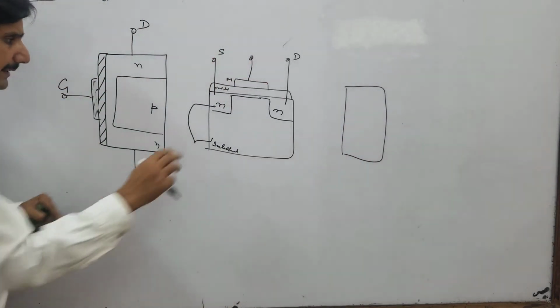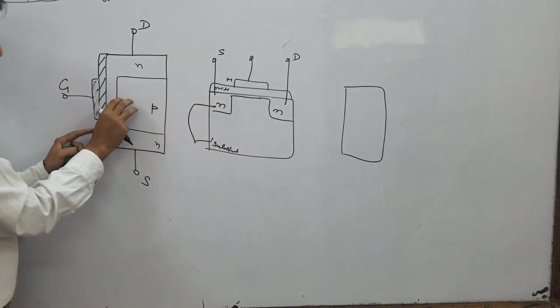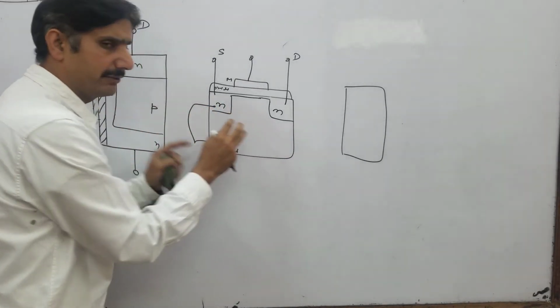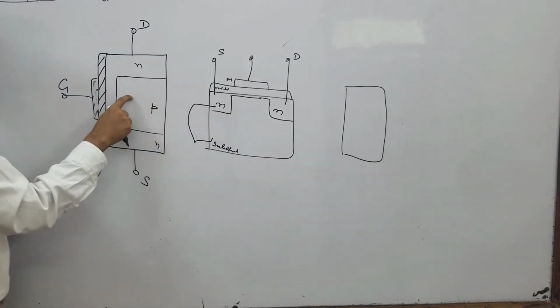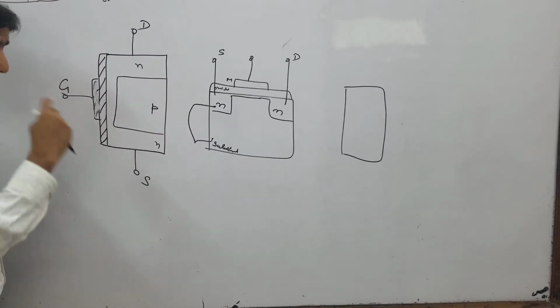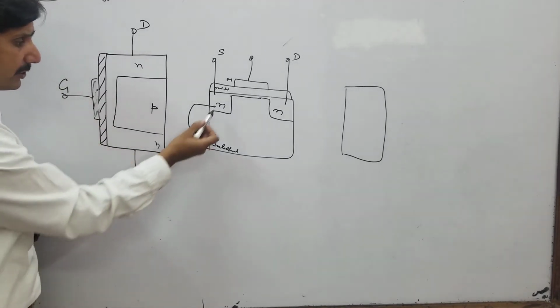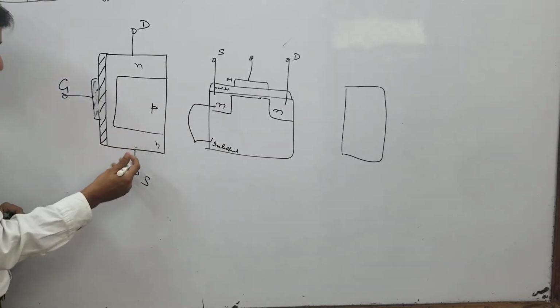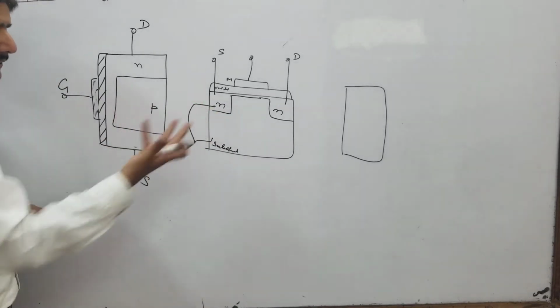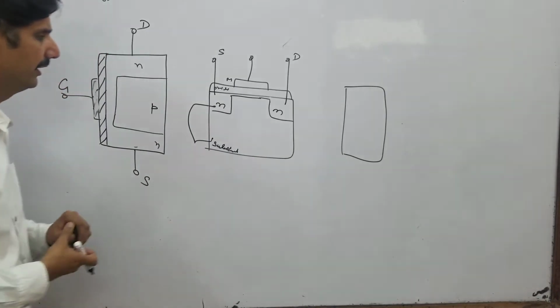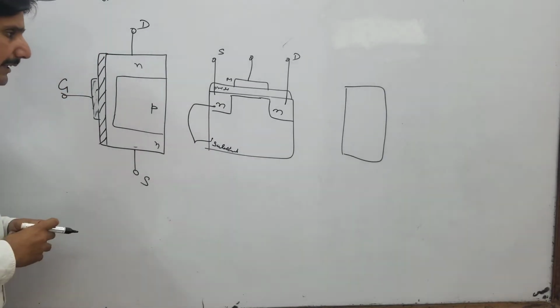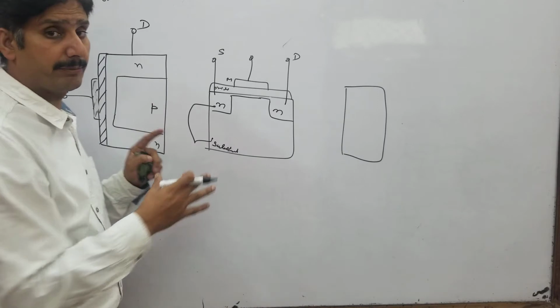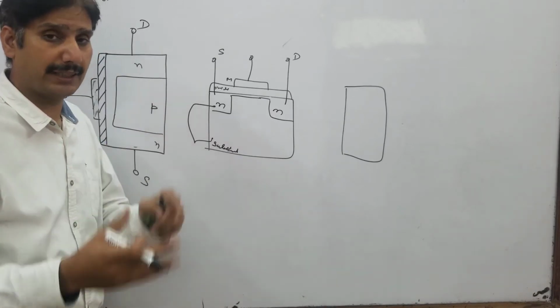I was discussing that sometimes books show it that way, sometimes this way. This way of showing it is equally good because source and substrate have been connected together, so there is just one region, source. Whichever way you wish to represent it, you can. Both of them represent the depletion type MOSFET.